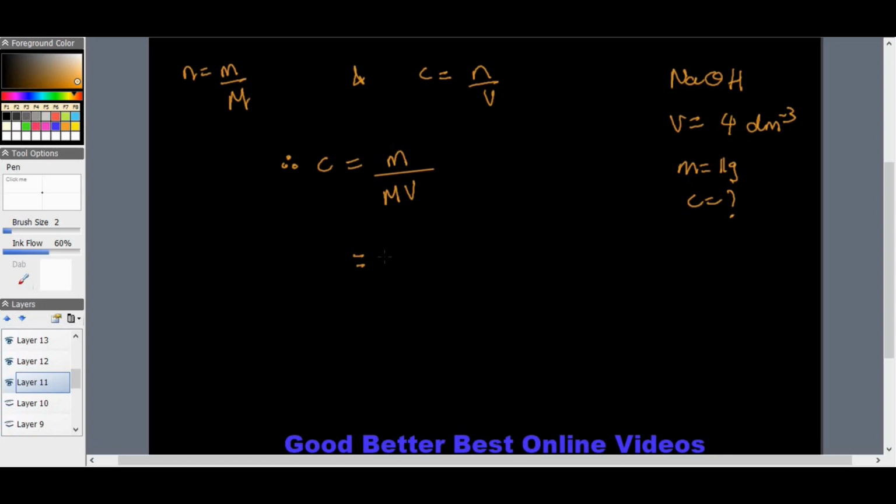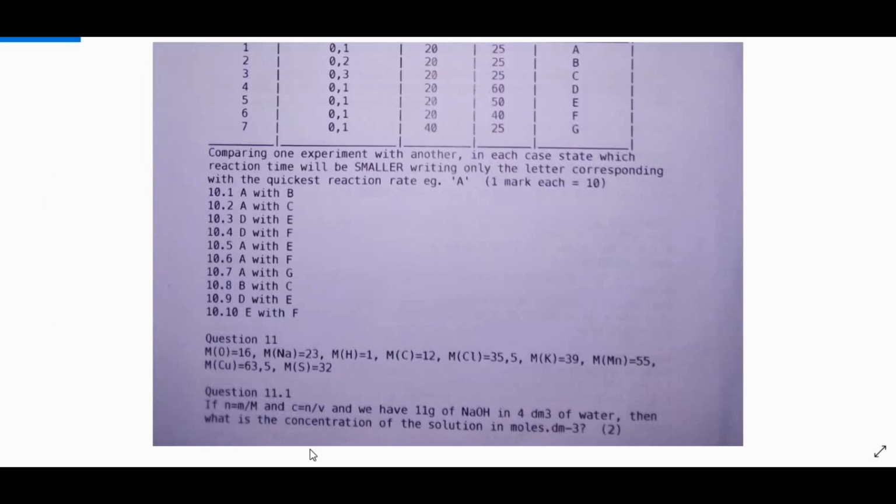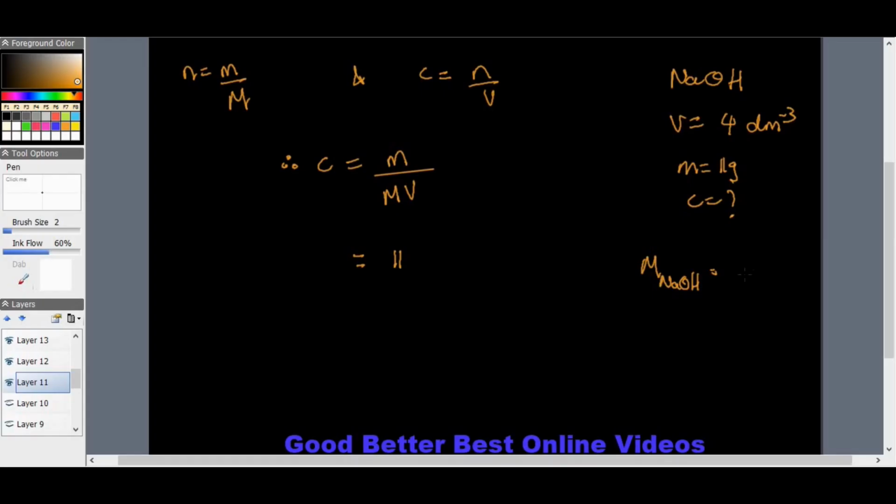So we've got 11 divided by the molar mass. Let's go have a look at what those numerical values were. The molar mass of NaOH is equal to, Na is 23, so 23 plus 16 plus 1 should be 40. Okay, 40 grams per mole.